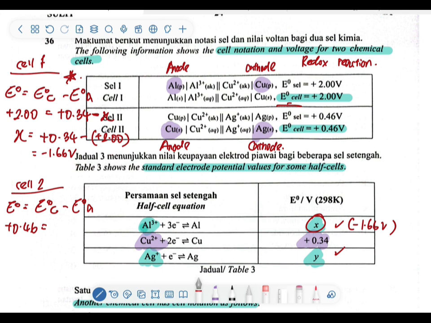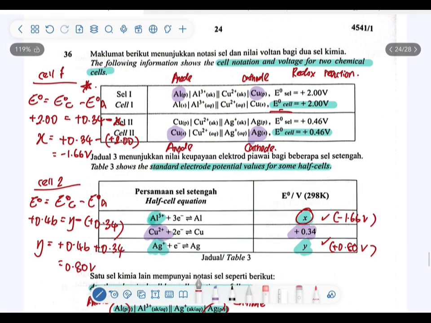Now Y, the E-value for the cathode, is the Y which we are going to find. So Y minus the positive 0.34, and then we will get Y actually equals positive 0.46 plus the 0.34, which is equal to 0.8 volt. So we get our Y value, which is 0.80 volt.